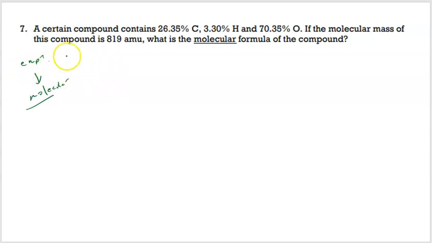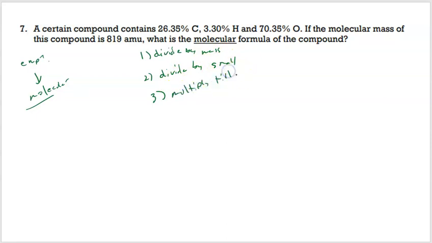All right? So to get our empirical formula, we're going to follow the same 3 steps. 1, divide by mass. And then 2, divide by small. And then 3, when I divide by small, if I don't get whole numbers, we're going to multiply till whole. All right? So let's go through this. We got carbon, hydrogen, and oxygen again.